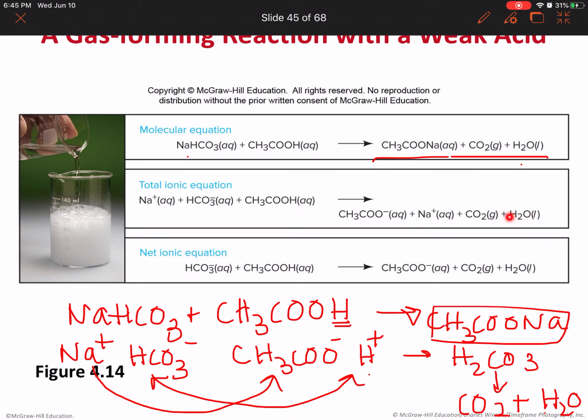Now what are the spectator ions we have here? We always find the spectator ions from the total ionic equation. So we have sodium ions on both sides. Anything else? No. So then the net ionic equation would be whatever is left: hydrogen carbonate and acetic acid, forming acetate ion, carbon dioxide, and water. That's how we write the molecular, total ionic, and net ionic equation if a reaction is happening with a weak acid.